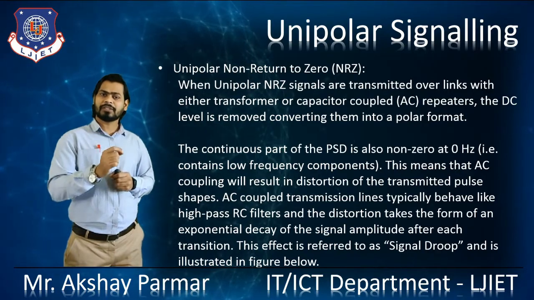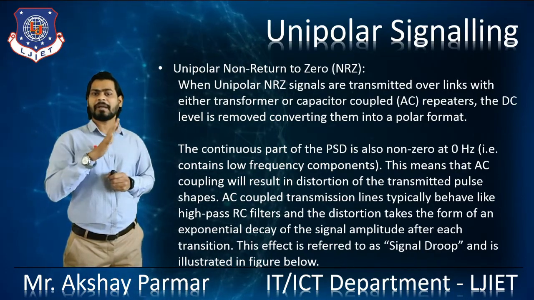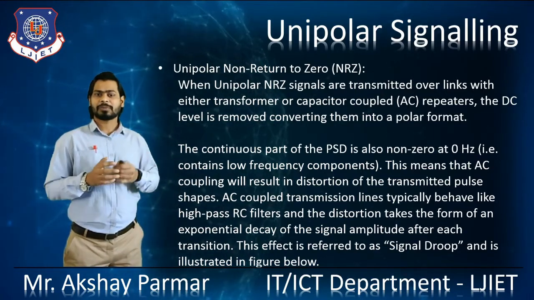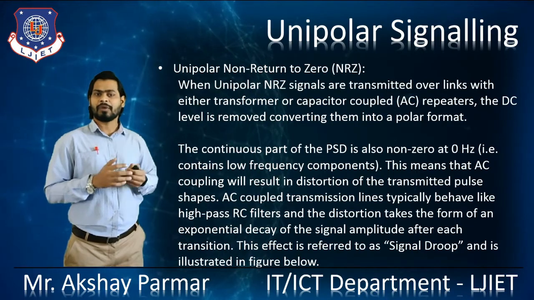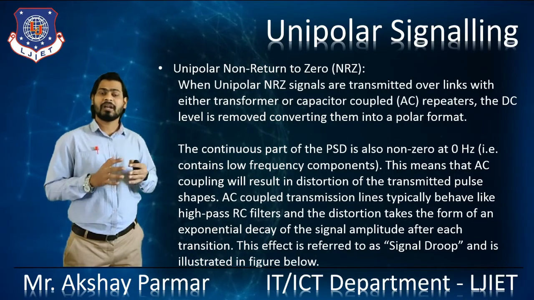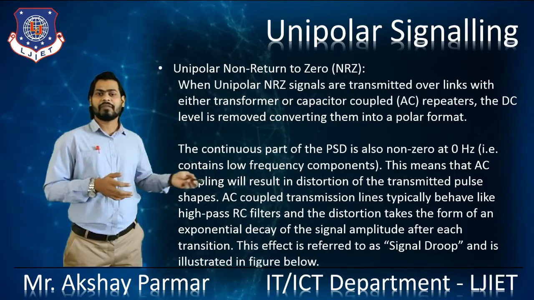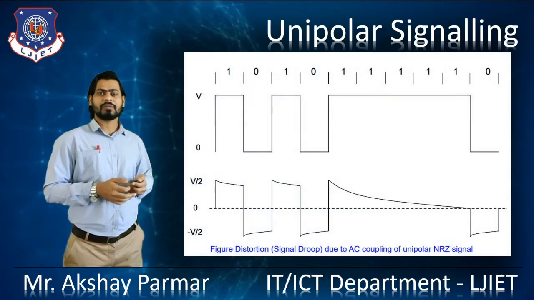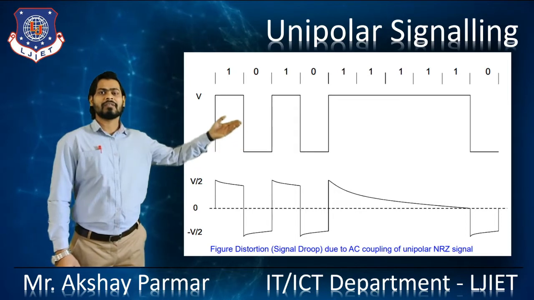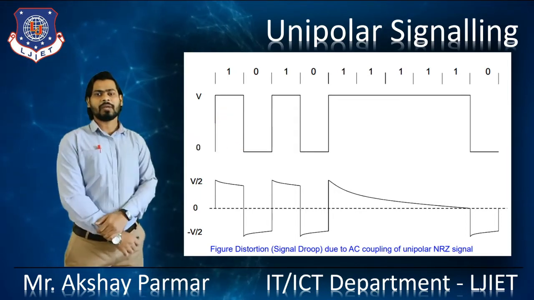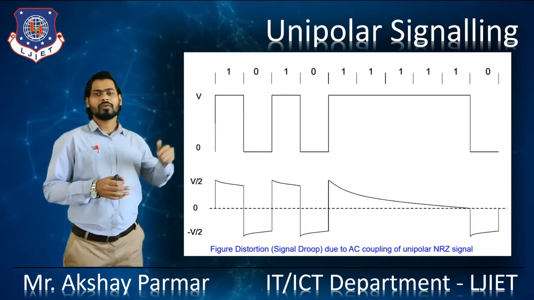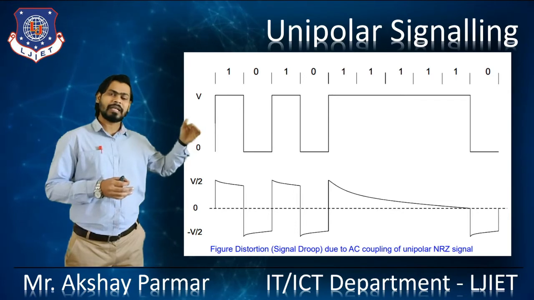AC coupled transmission lines typically behave like a high pass RC filter, and the distortion takes the form of an exponential decay of the signal's amplitude after each transition. This effect is referred to as signal drop, and it is illustrated in the figure below, right? As you can observe, this is the pulse 1, then after the 0 there is a series of the bit 1, right? That's how you can lose the signal, so from the 1 its signal strength is decreasing.